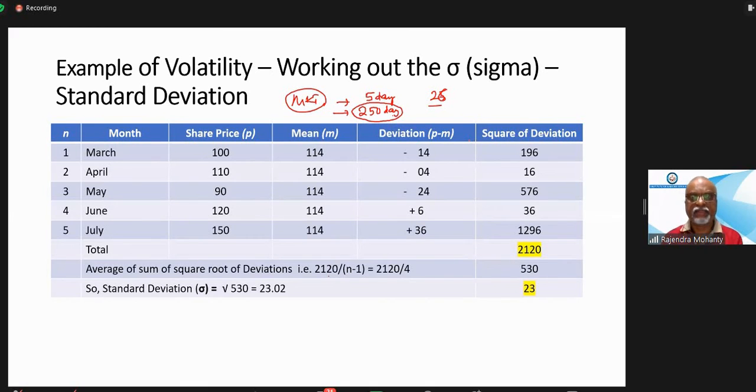There might be 4 Sundays, so 26 also you cannot take in a month because Saturdays and Sundays total 8. So there might be 22 or 23 days also. So if it is monthly or weekly, they will give it: weekly means 5 days in a week, monthly means 22 or 24 days in a month. That has to be given. Okay, sir. Thank you, sir.